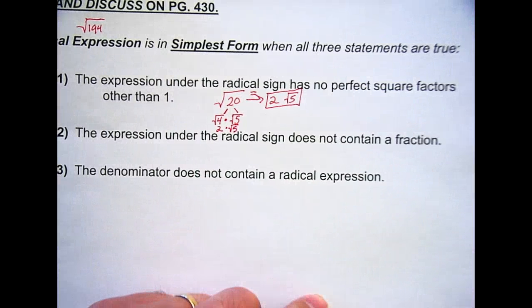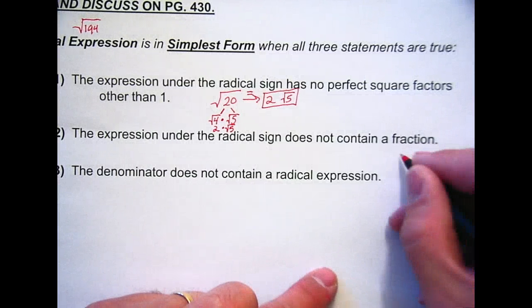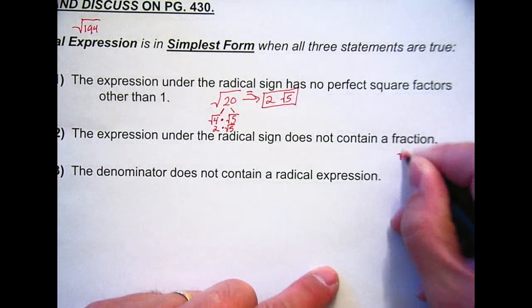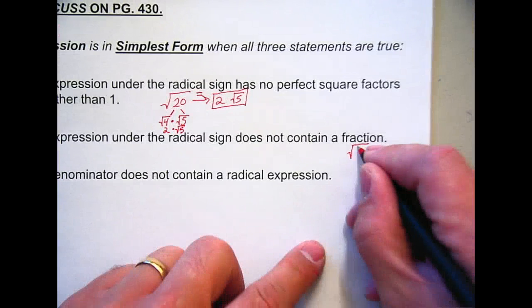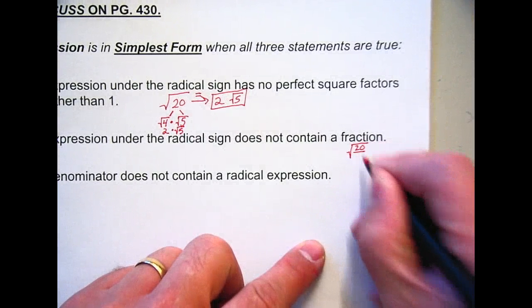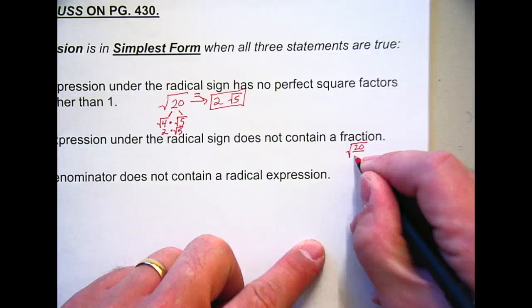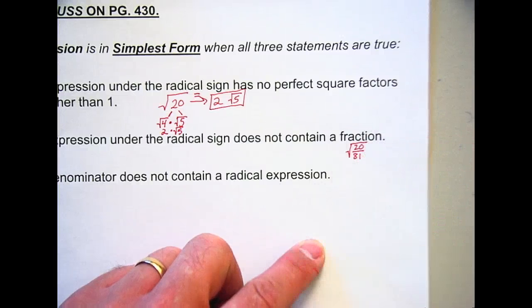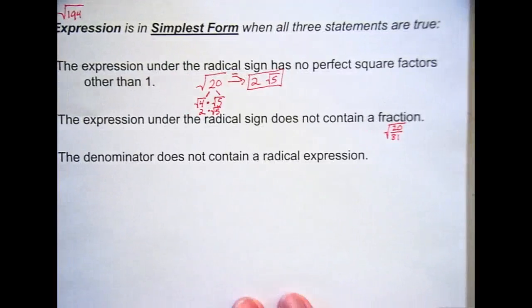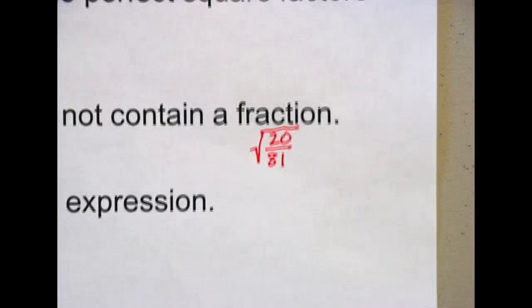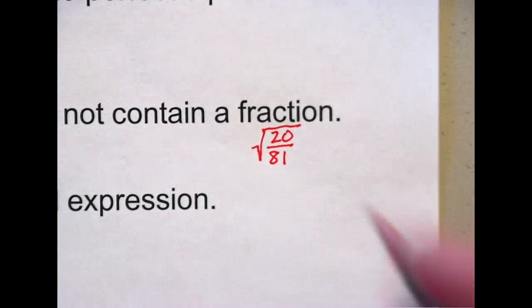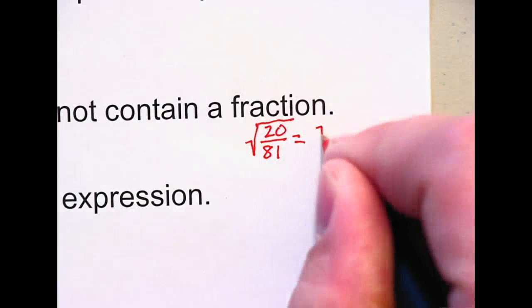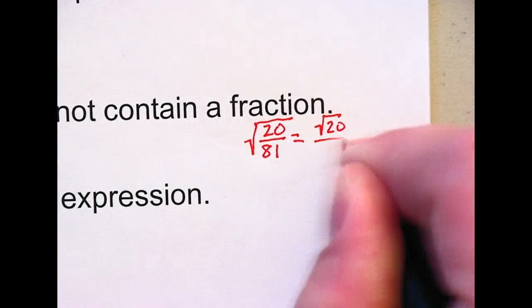Number 2, the expression under the radical sign does not contain a fraction. So for instance, maybe you have the square root of 20 over 81. Now underneath your radical symbol you have a fraction. Now you can break this up. This actually breaks into root 20 over root 81.